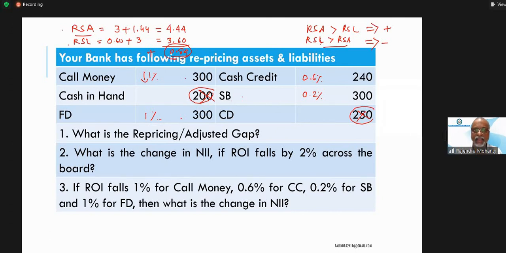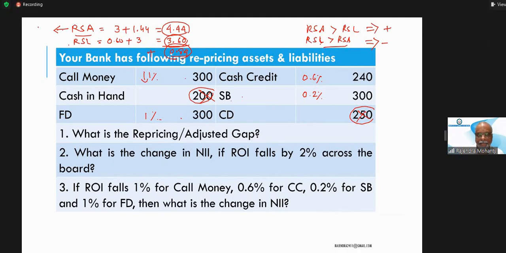बट हियर द थिंग इज दैट इट इज नॉट अबाउट द इम्पैक्ट ऑफ द इंटरेस्ट. RSA का अमाउंट कितना था? वही तो मैं पूछ रहा हूँ. RSA का अमाउंट कितना था? 4.44. नहीं. टोटल अमाउंट ऑफ RSA एसेट का टोटल कितना था? 540. 300 plus 240. 540. RSL का कितना था? 600. तो इसी हिसाब से लेना है, ये इम्पैक्ट के हिसाब से लेना नहीं है RSA RSL.